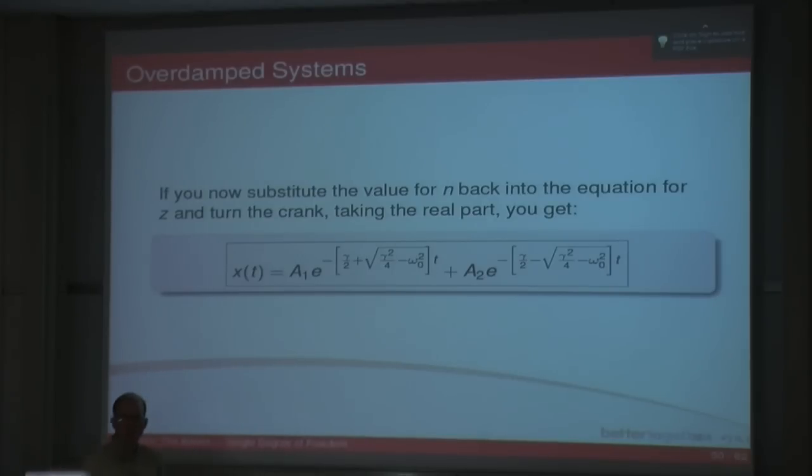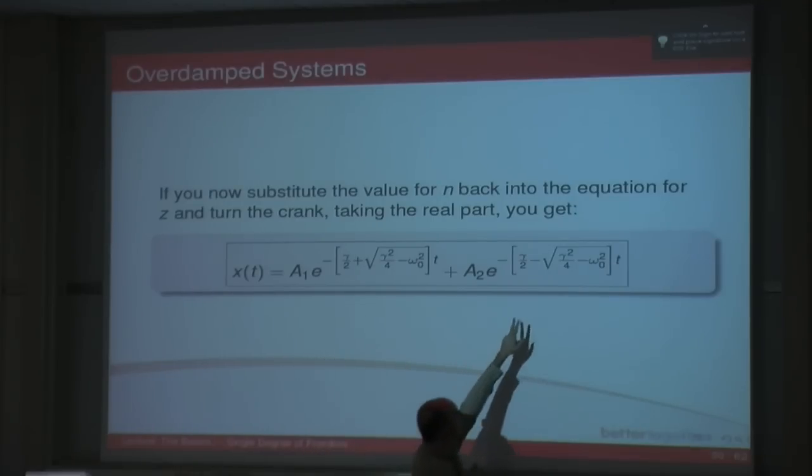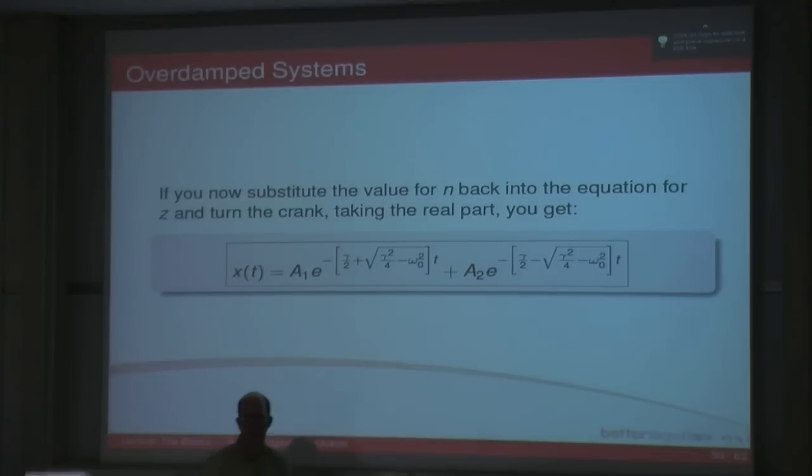And so you can see, just by looking at this, that we've got two decaying exponentials. e to the minus something times time, and e to the minus something times time. Now those values are different. Here we've got a plus between the two terms, here we've got a minus, so with two different decay times. And we've got two different amplitudes, A1 and A2. You can find them from the initial conditions.